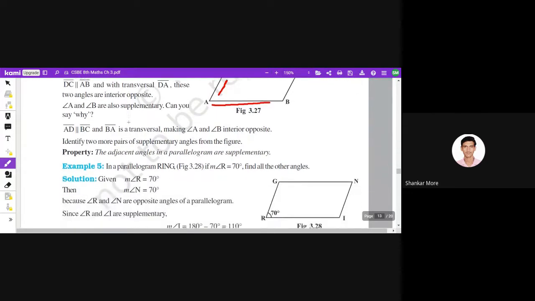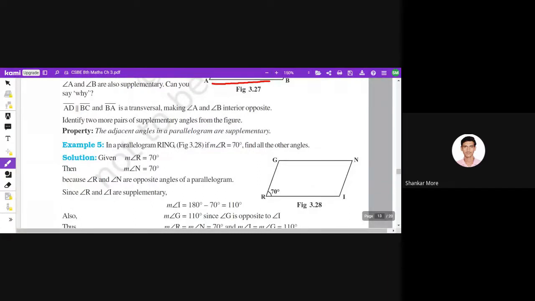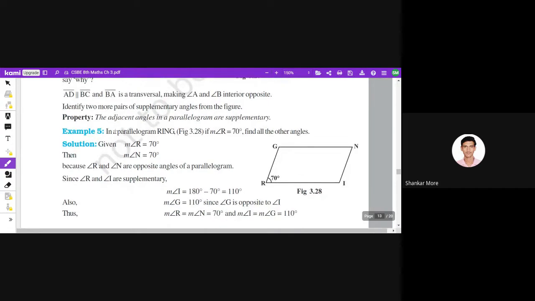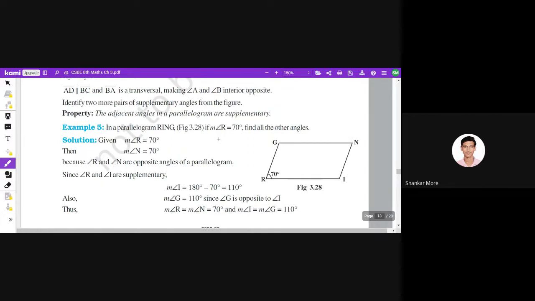All right, so the next property that we have is: the adjacent angles in a parallelogram are supplementary. So we already knew that, right? In a parallelogram RING, the measure of angle R is 70 degrees. इसका measure कितना है, 70 degrees है. Find all other angles. So it is pretty easy. You don't have to write a single word in the notebook, right? You can tell the angles orally.